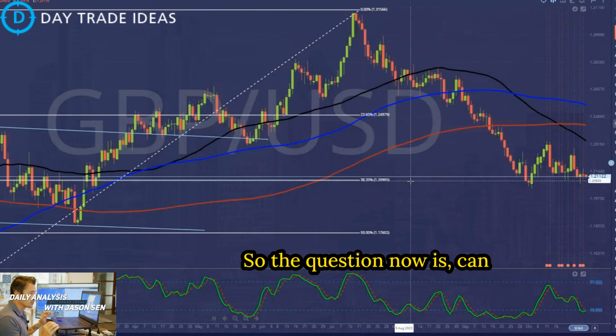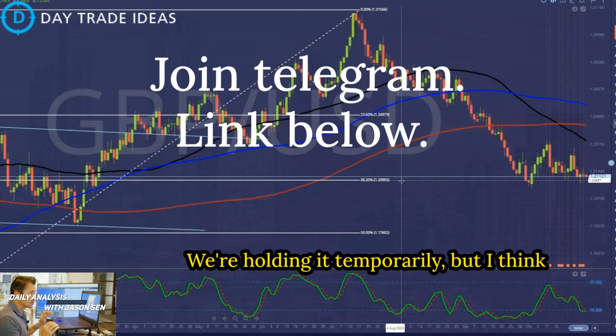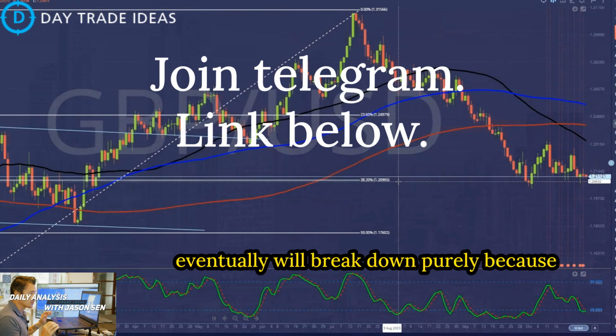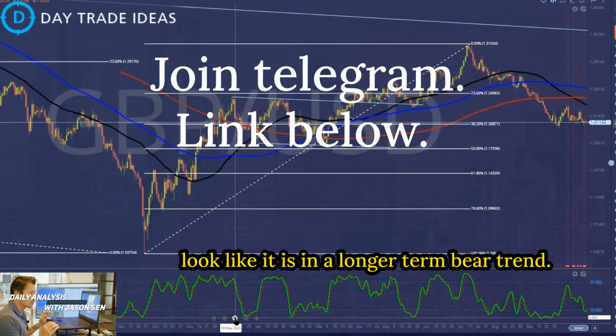So the question now is, can we hold the 38.2% fib? I don't think we will. We're holding it temporarily, but I think eventually we'll break down purely because on the longer term chart, the pound versus the dollar does look like it is in a longer term bear trend.